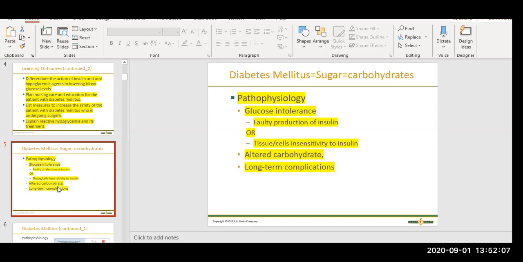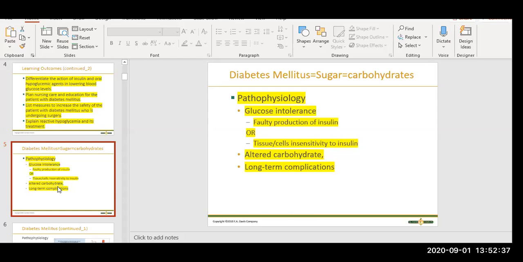Because if you remember back in A&P in term one, we talked about the cell, and remember the mitochondria, the powerhouse of the cell that makes adenosine triphosphate, ATP, energy? In order to make energy, you gotta have carbs. Your cells use carbohydrates as their primary source of energy. Right? So you must have carbs. You can't eliminate them, but what kind of carbs you eat are important.